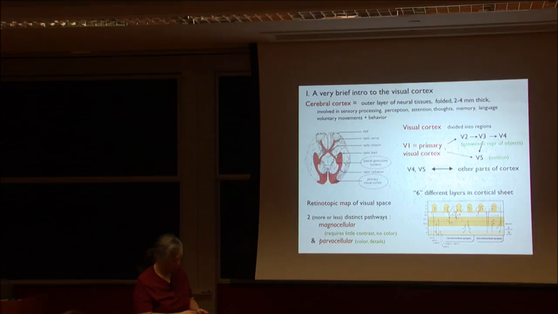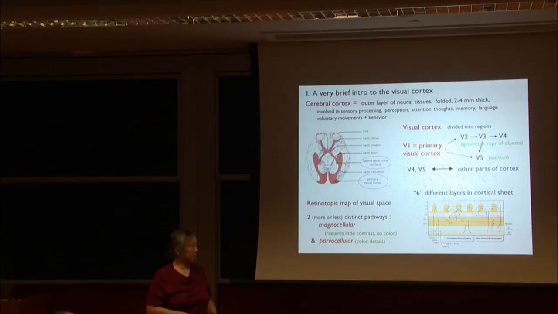Within the layers, you can see the cells very well under the microscope. They actually are made up of somewhat different cells, and you can see the cell types are different. It's a little bit different from layer to layer. These connections are indicated by these arrows. Within each layer, they're quite specific. So some of the layers are magno, some are parvo. If you look at this picture, it's complicated.